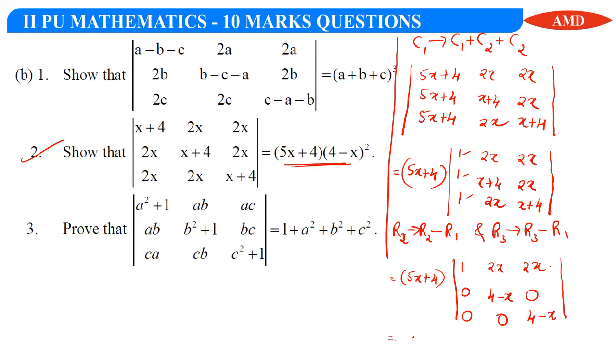The next step is 5x plus 4 into, look at this, students, this is actually the upper triangular, isn't it? So all these three are zeros here. See, these are all zeros here. Therefore, the determinant of an upper triangular matrix must always be the product of the diagonal elements. So the product of the diagonal elements is nothing but 4 minus x whole square. So this is the required answer.